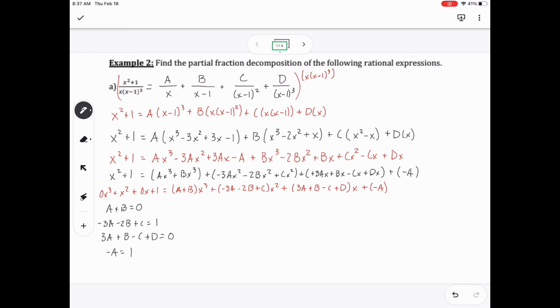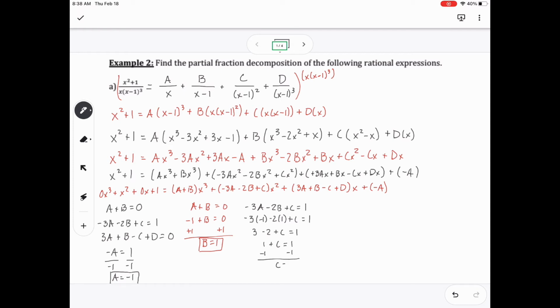And then once I have the following equations, I can go ahead and solve. So the last one, I get negative a equals 1, so I can solve that pretty easily by dividing by negative 1 to get a. Then from there, I can find b, which is 1. And then because I have a and b, I can go ahead and find c using the second equation. So therefore, c is 0.